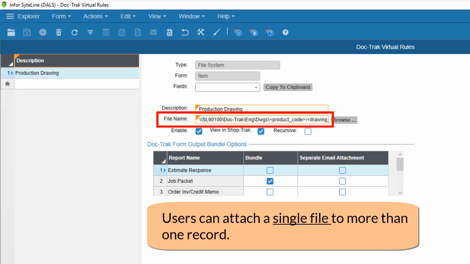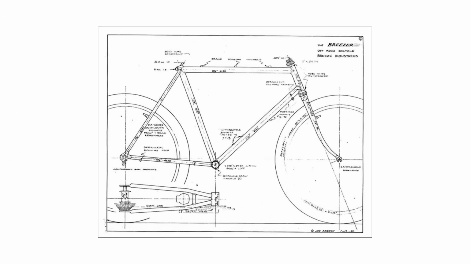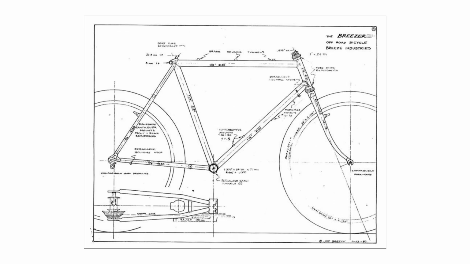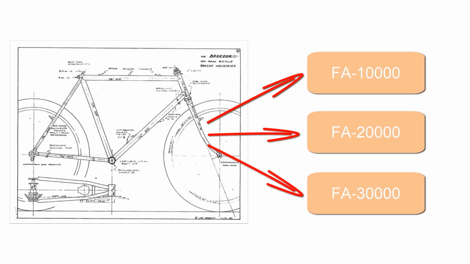Do you have a single file that you want to attach to more than one Sightline record? No problem. Just use a virtual rule. That way, you avoid the redundancy of maintaining a bunch of copies of the exact same file. For example, it could be used to attach a single technical drawing to multiple items.